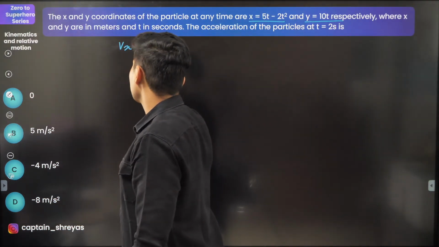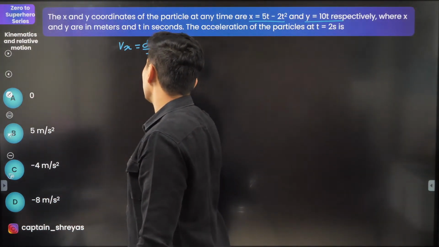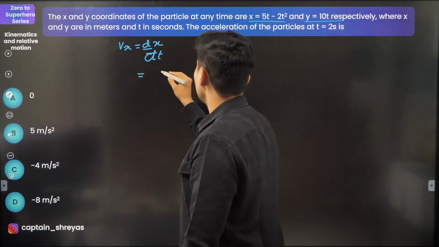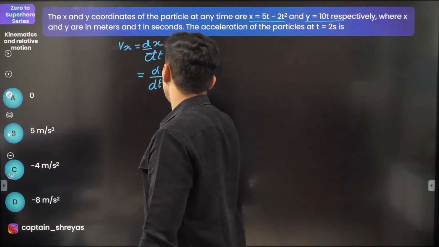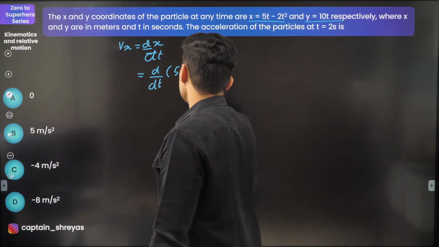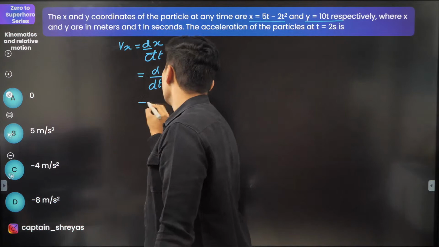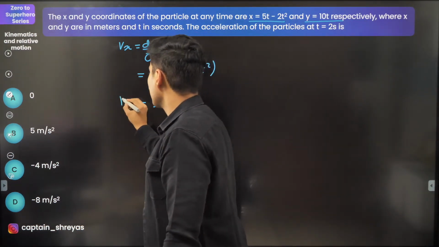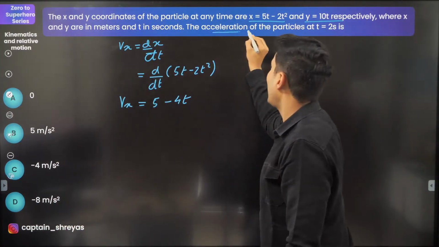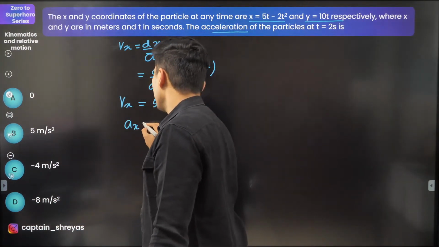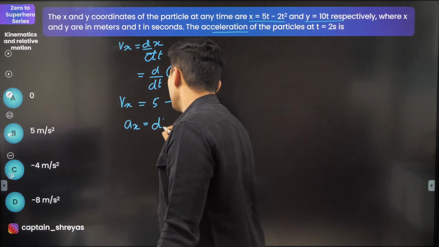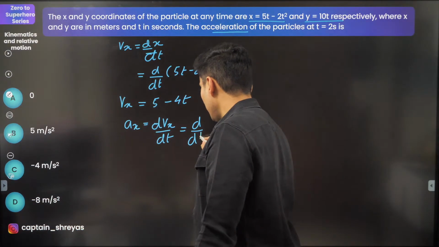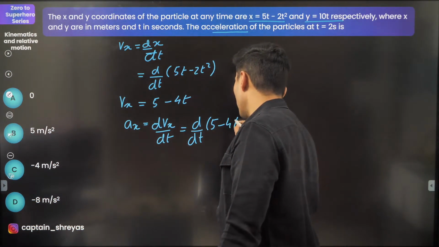So velocity in the x direction will be the derivative of x with respect to time. So d by dt of 5t minus 2t square. The derivative of this will be 5 minus 4t. So that's vx, but we need to find acceleration. So acceleration in x will be the derivative of velocity with respect to time, so it is basically the derivative of 5 minus 4t.